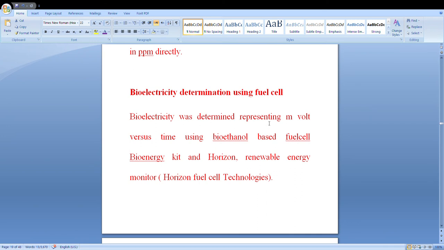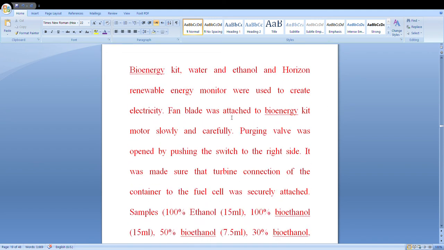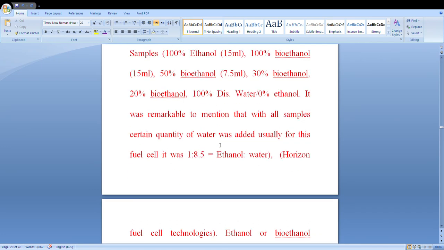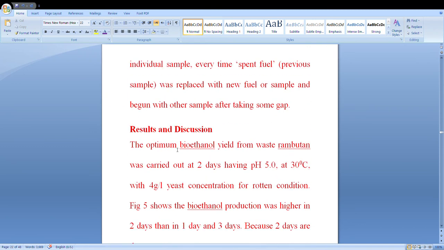Then bioelectricity determination using a fuel cell. Bioelectricity was determined, represented in millivolts versus time, using a bioethanol-based fuel cell. We used the Horizon Renewable Energy kits, called Horizon fuel cell technology. Here we used the bioenergy kit with different samples: different concentrations of ethanol, different volumes of ethanol, and samples and controls. Then we measured, and then we see the result.